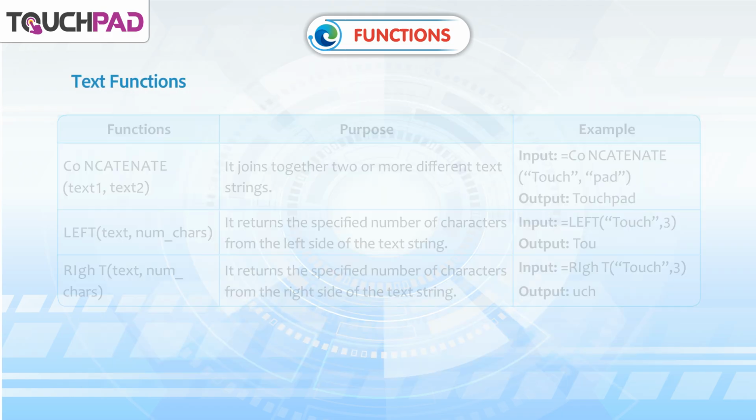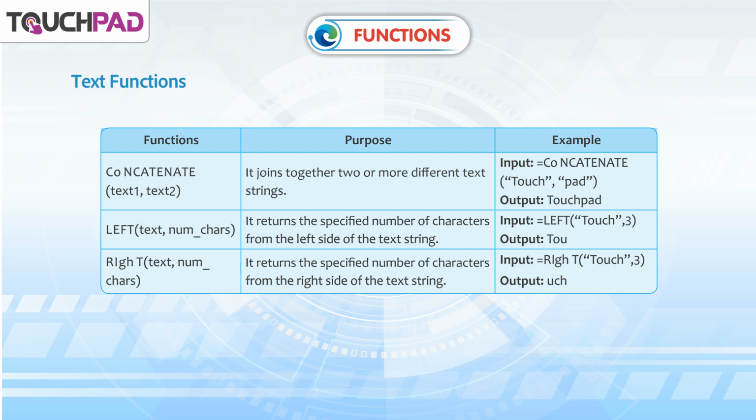Text functions. CONCATENATE(text1, text2). It joins together two or more different text strings. Input: =CONCATENATE("touch", "pad"). Output: touchpad. LEFT(text, num_chars). It returns the specified number of characters from the left side of the text string. Input: =LEFT("touch", 3).